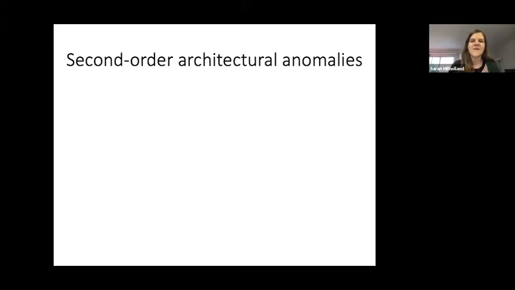And what I mean by architectures is the arrangement of planets in their orbits and their physical properties. And by anomalies, I'm talking about complex deviations from the uniform structure. There are many examples of this, but I just want to point out a few here.